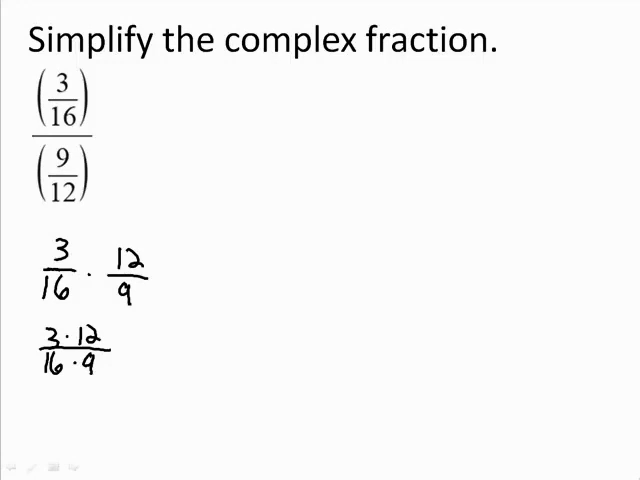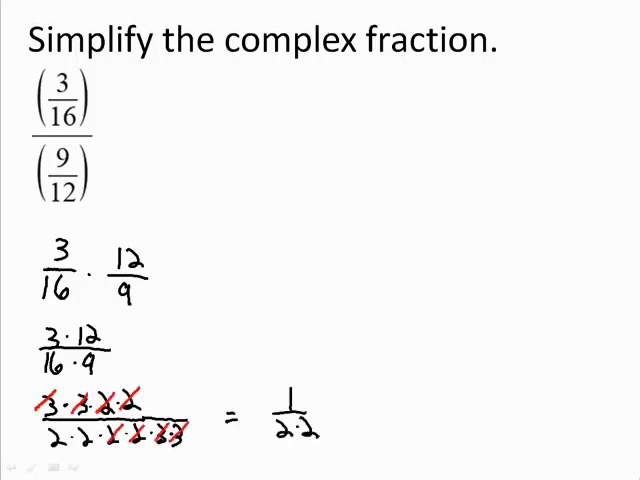Break each factor into its prime factors. 3 times 3 times 2 times 2 divided by 2 times 2 times 2 times 2 times 3 times 3. 2 3's and 2 2's cancel out. You are left with 1 divided by 2 times 2, which equals 1/4. The simplified fraction is 1/4.